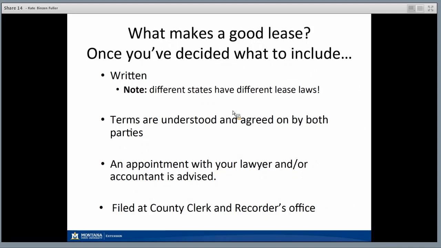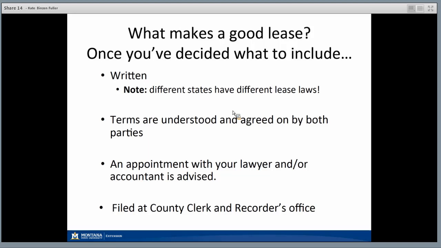It's a good idea to talk to your lawyer, maybe your accountant. They too are going to tell you that it's a good idea to write it down, and they might have some insight as to clauses and phrasing that's important.